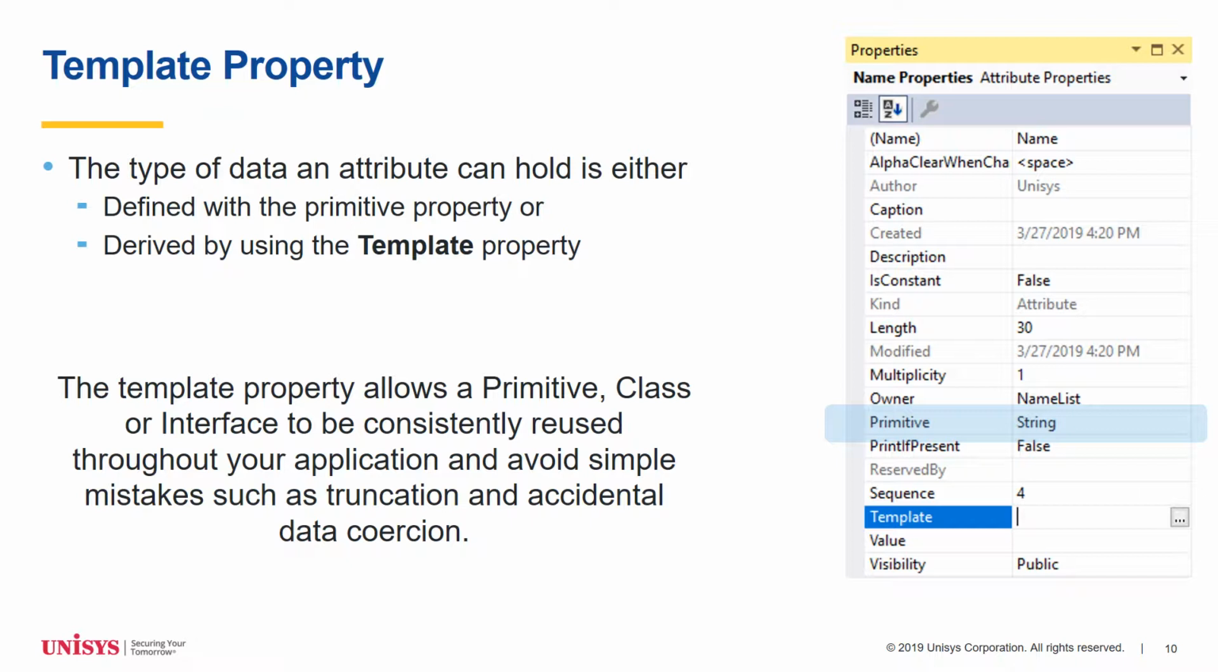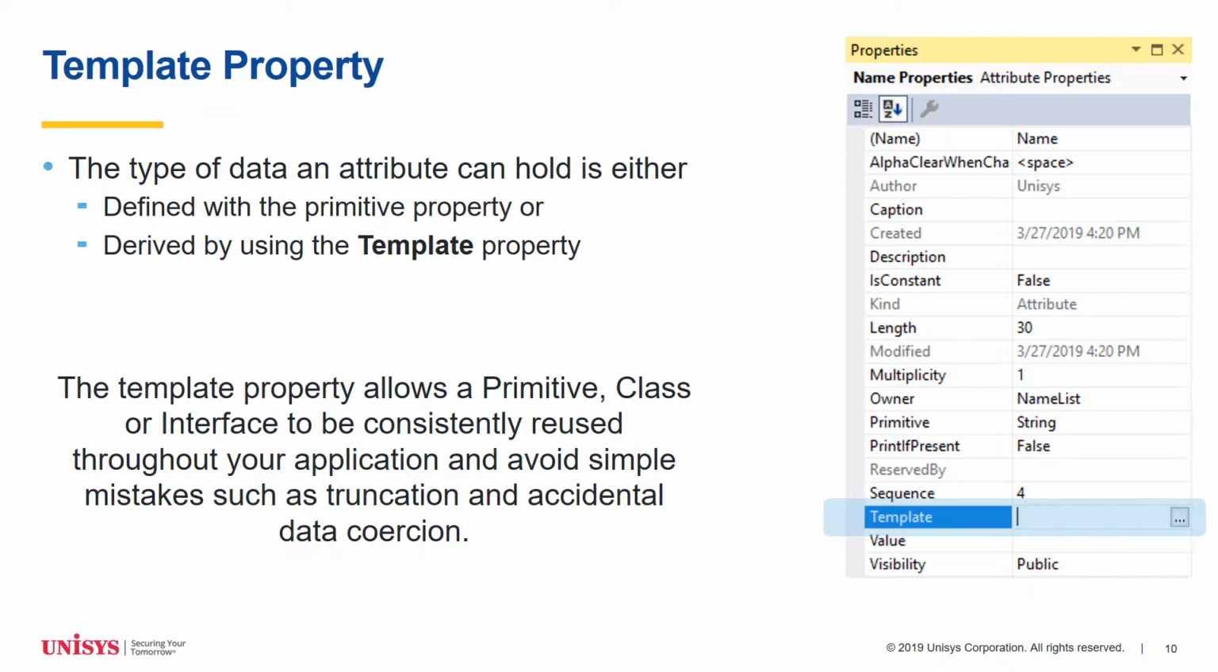The inherits property is no longer used for an attribute to derive its type. Instead, we have the template property. In AB Suite, there are two ways to define the type of an attribute, variable, or a parameter. There's still the self-defining technique where you just set the primitive, or the better technique is to derive the type from a class, primitive, or interface using the new template property.